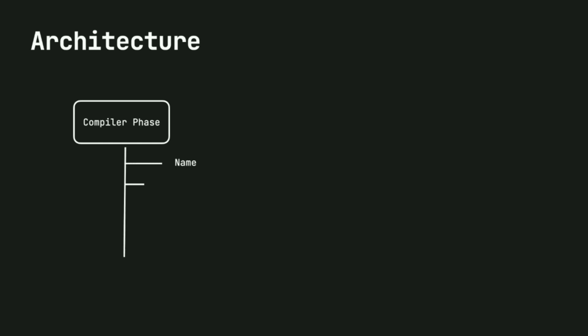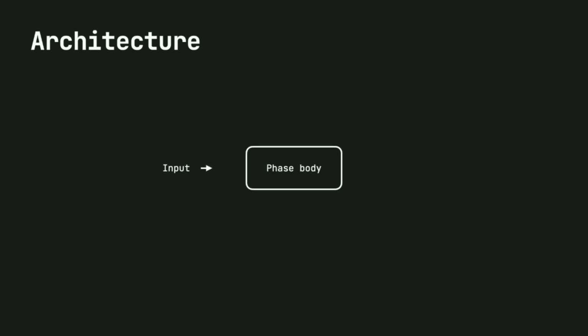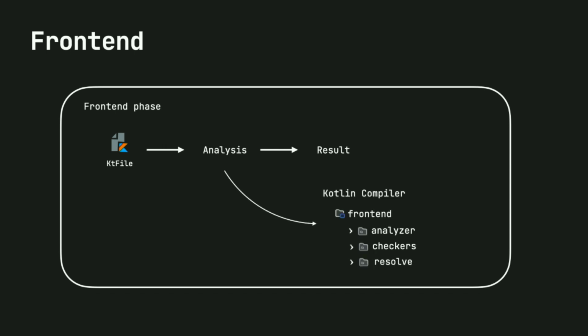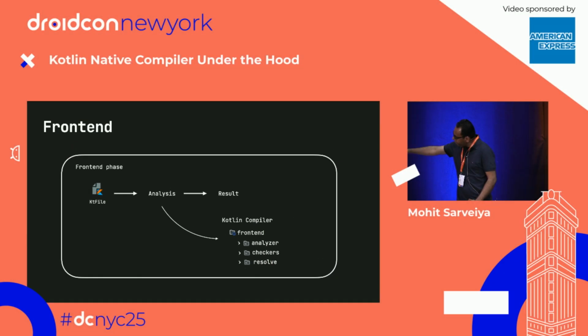So a compiler phase, for example, has a set of conditions, and I could get a result back. And a phase body has an input, and I also could get an output. And here's an example of a front-end phase. In the front-end phase, I want to be able to do analysis and get a result back. And when I do that, it hooks into the front end of the compiler and does analysis there. That's where all the code lives. That's where the K2 code lives too.